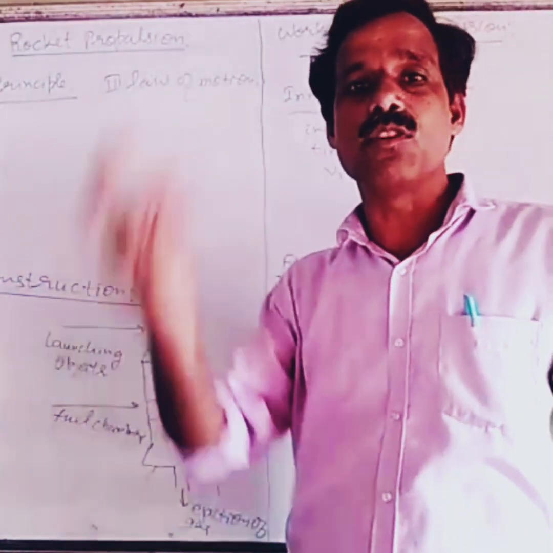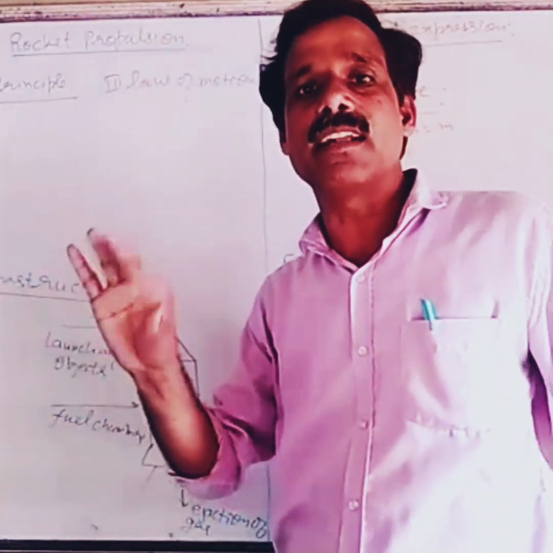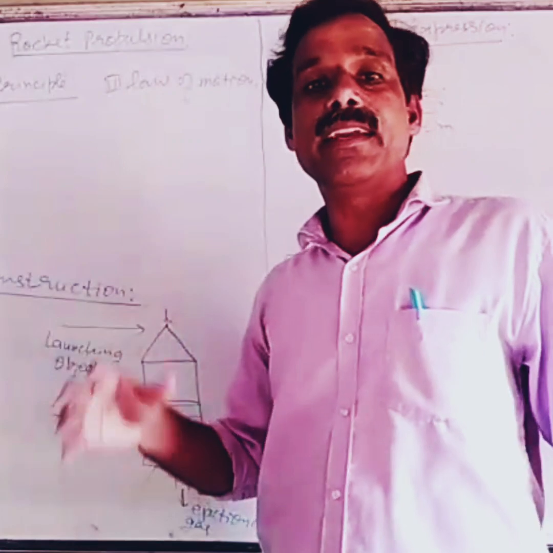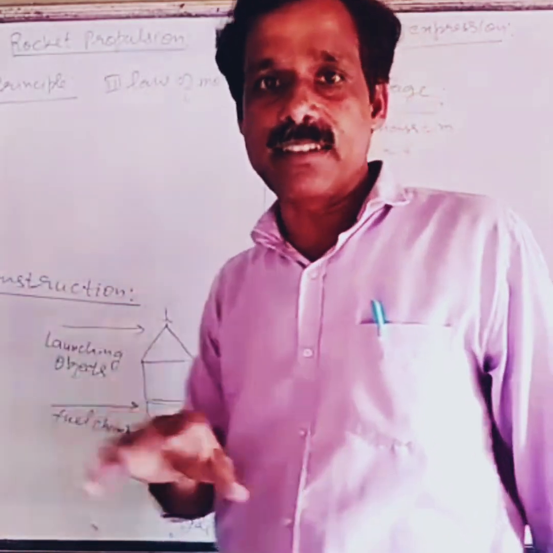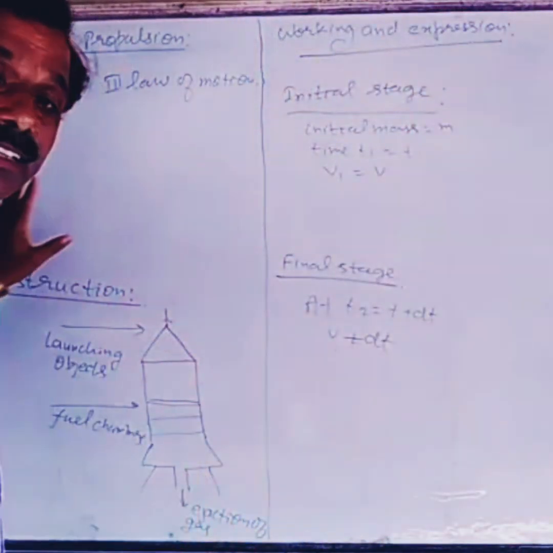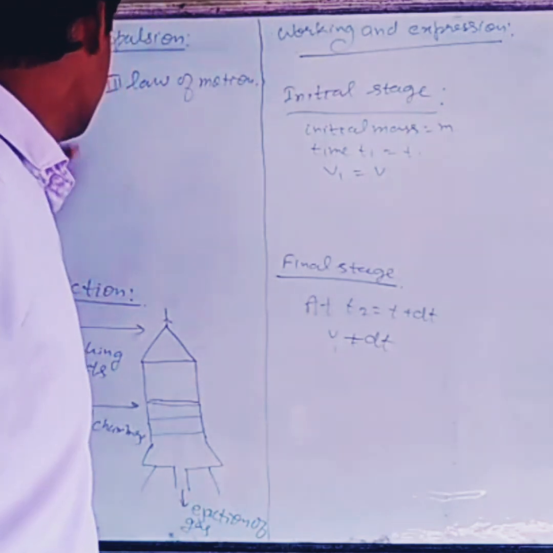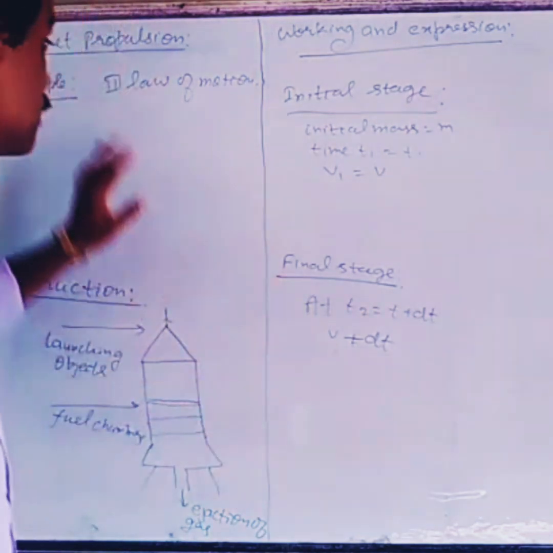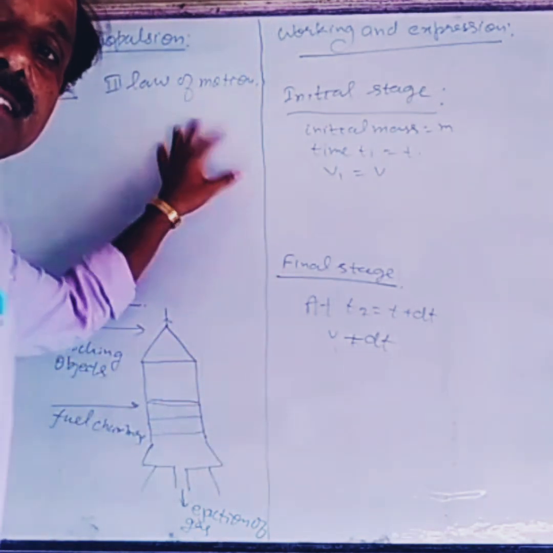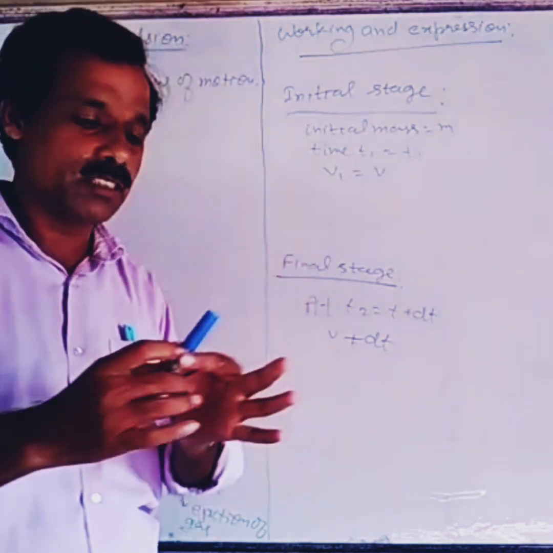Rocket propulsion means launching the rocket towards its target, like a planet or the space station, etc. Today we will understand the basics of rocket propulsion, and the basic is the principle. What is the principle? The principle is the third law of motion. The third law of motion is very simple.